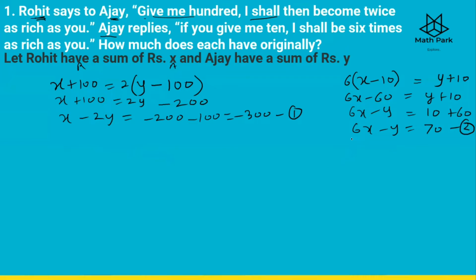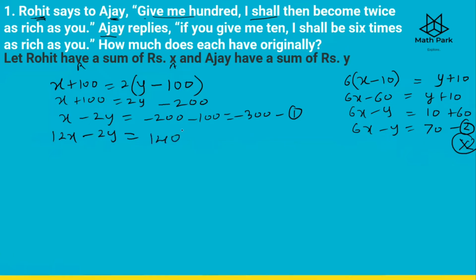The coefficients of y and x are different. So what we can do is equate the coefficient of y. You can see here y is 1 whereas here y is 2. So if I multiply this equation by 2, my problem gets solved. So let us write this. After multiplying this equation by 2, we get 6 times 2 is 12x, and 2 times y is minus 2y, which is equal to 70 times 2, which is 140.